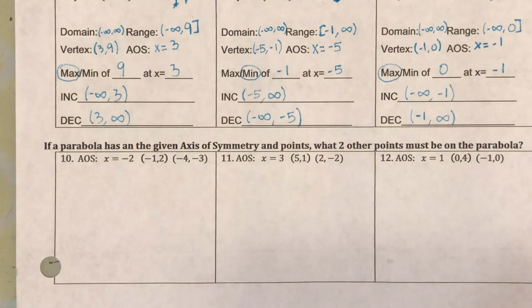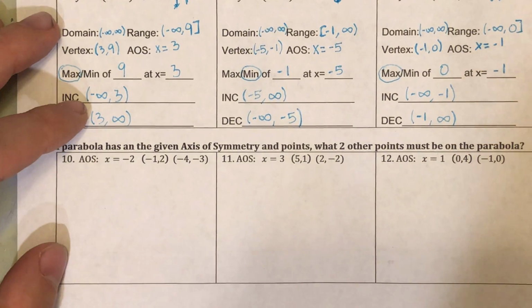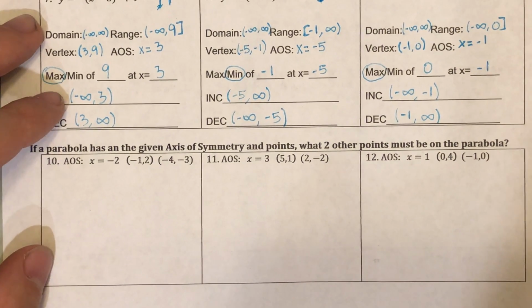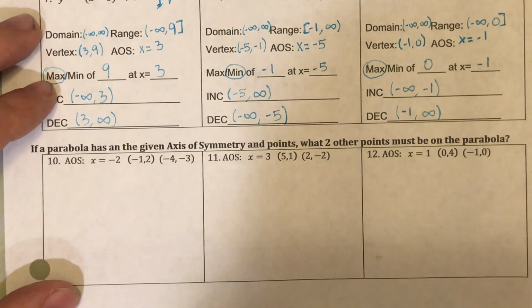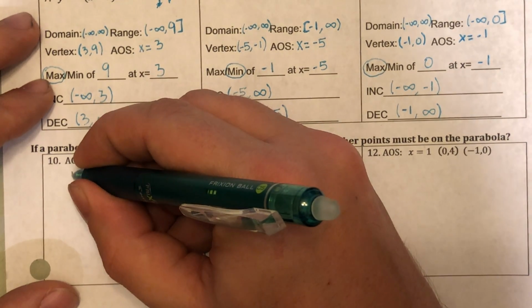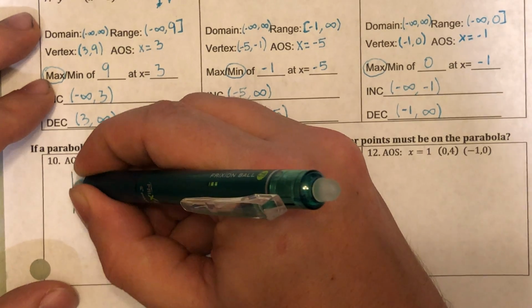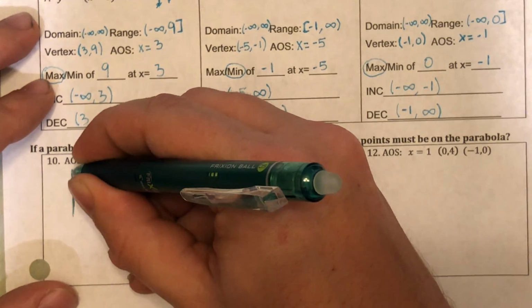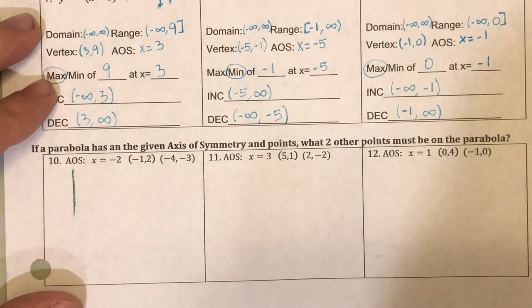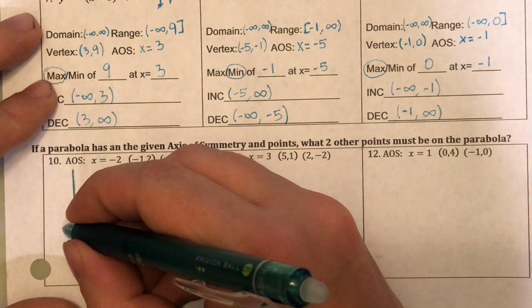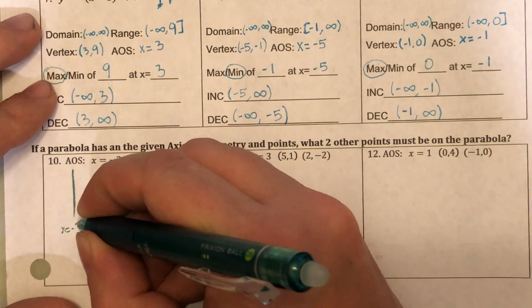Questions 10, 11, and 12 are talking about an axis of symmetry and 2 points. So what you want to do here is figure out what other 2 points have to be on the parabola. An axis of symmetry is a vertical line over which your points reflect. So it says my axis of symmetry is x equals -2.